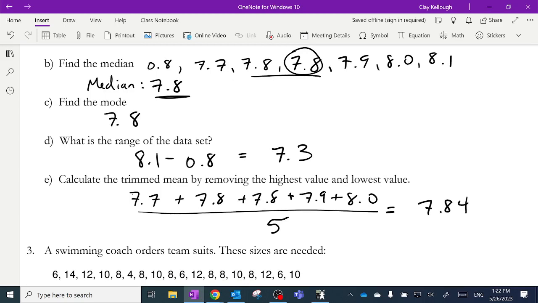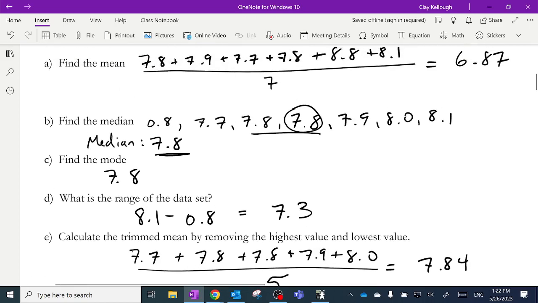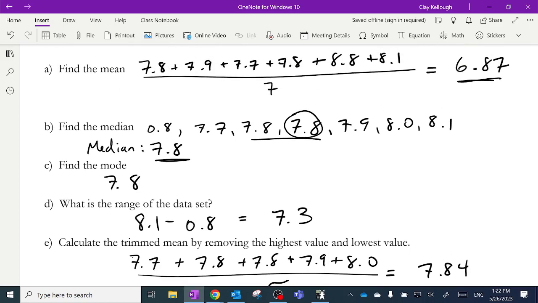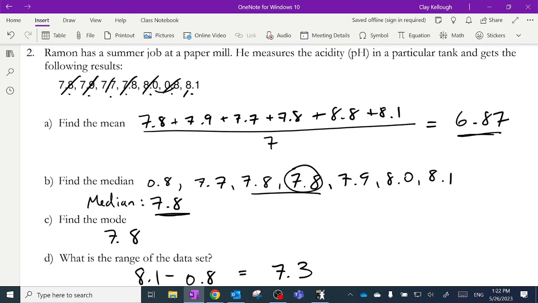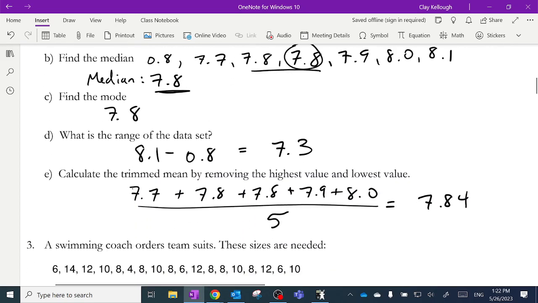And notice that changes things a fair amount, right? Our original mean was way down under 7. According to our original mean, the average pH is acidic, less than water. But according to our trimmed one, it's quite basic, quite caustic. That's a big difference.